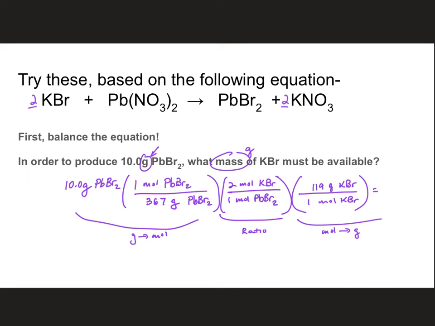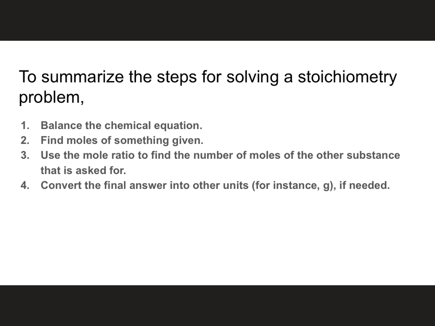So let's just take a look at what the units are doing. The first thing we're doing is getting rid of grams of lead bromide, converting it to moles. The second conversion is the moles of lead bromide to moles of KBr. And the final step is moles of KBr to grams of KBr. So the answer to this question is 6.49 grams of KBr. So this problem took a max of 3 steps after you balance the equation.